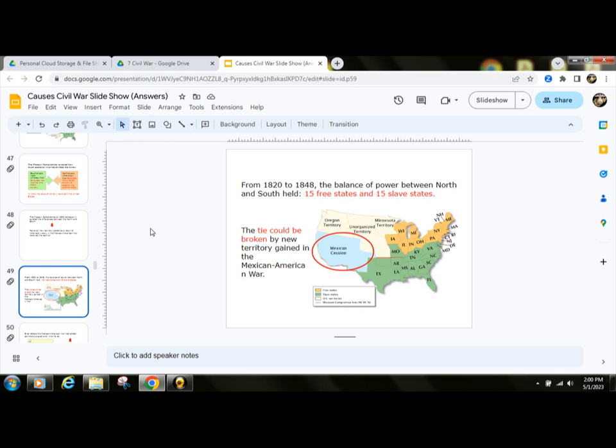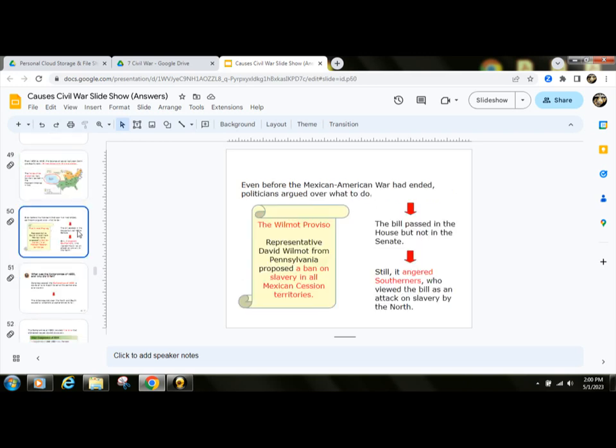The tie could be broken by new territory gained in the Mexican-American War. So you could see this area circled. What's going to happen with these new states? How would they vote? Even before the Mexican-American War had ended, politicians argued over what to do.